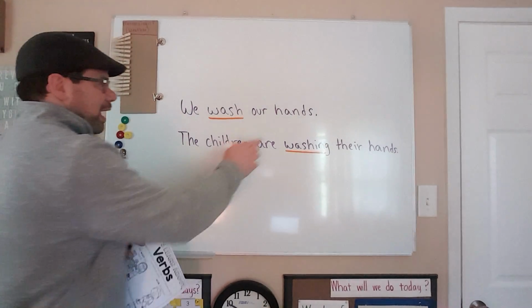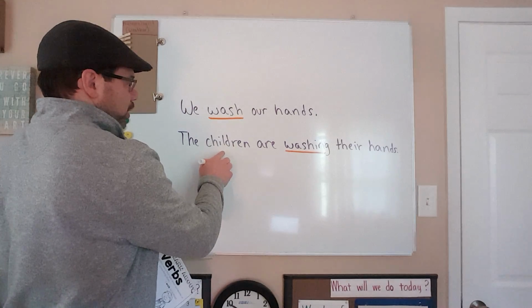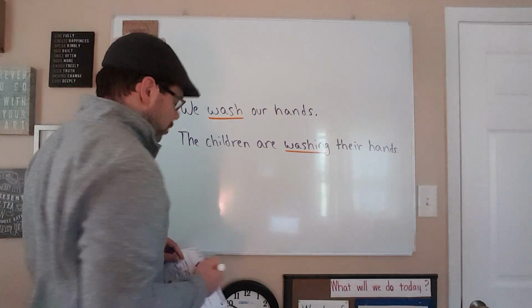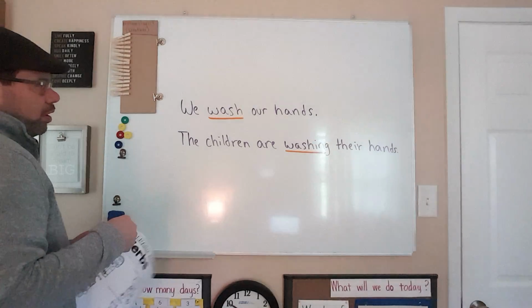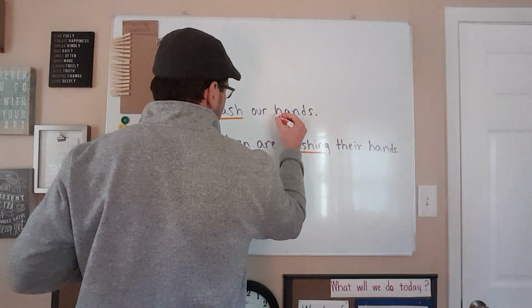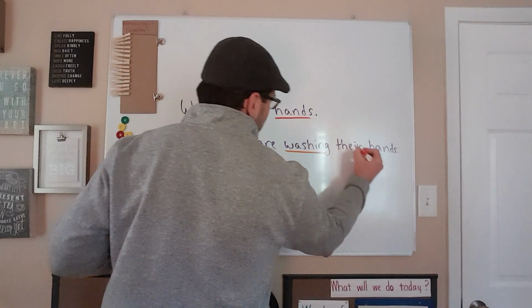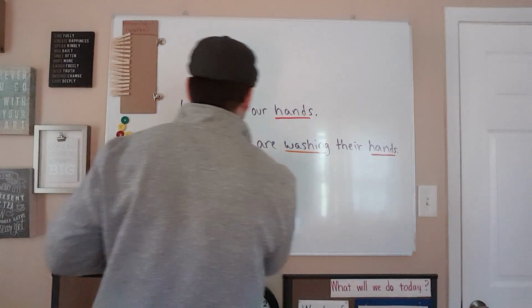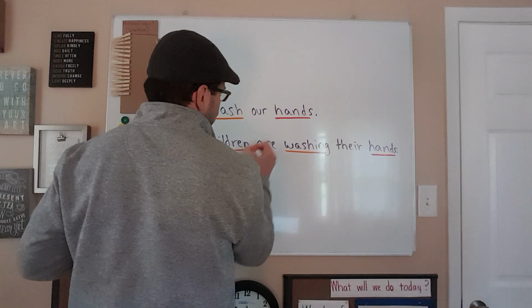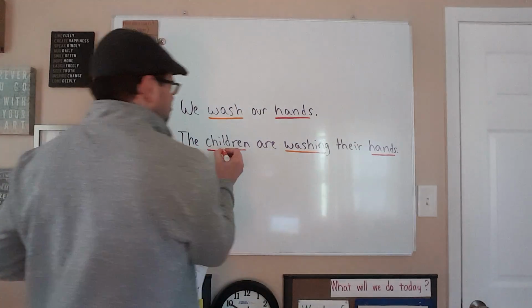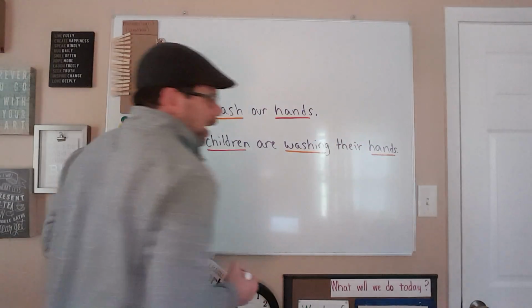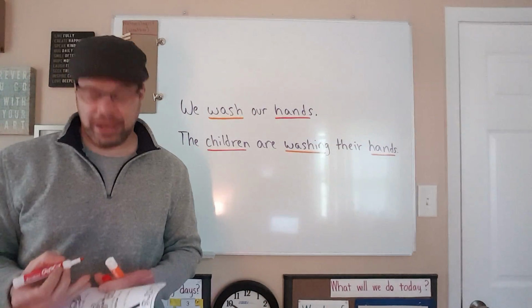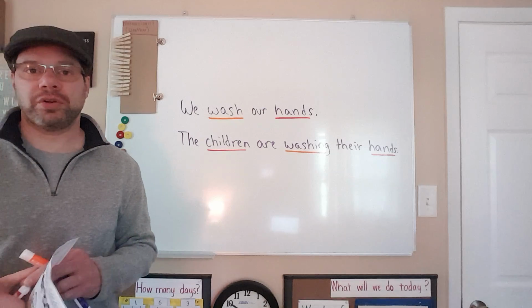Okay, we know children and hands here, we know those would all be nouns, right? Because they're a person, a place, or a thing. That's a noun. That's a noun. So children and hands. Children are a person or people. Hands are also a noun because they're a thing.